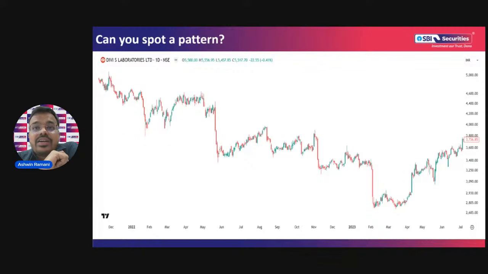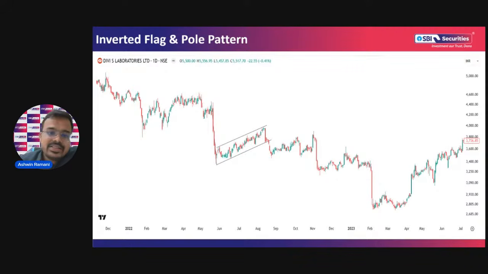But there is an inverse flag and pole. Yes, there is an inverse flag and pole. Remember, for flag and pole, the price that moves in a channel should be preceded by a sharp, steep rise or a fall. So just see, this is the pattern that I was talking about. Yeah, absolutely.